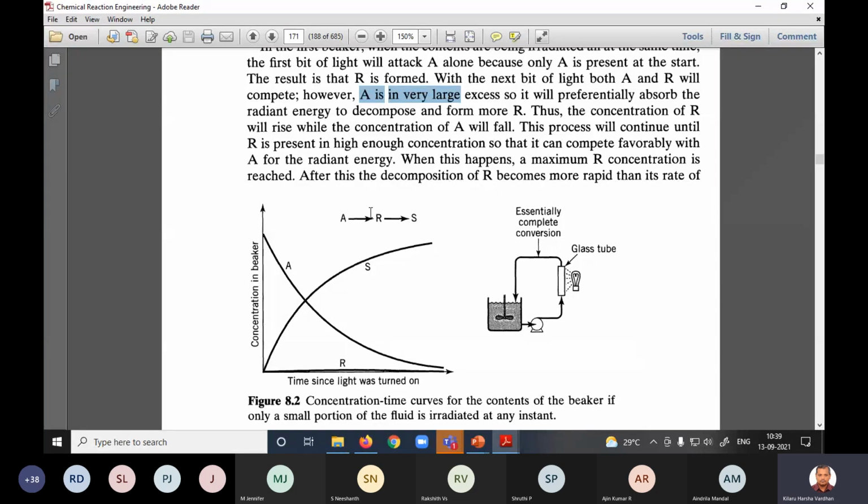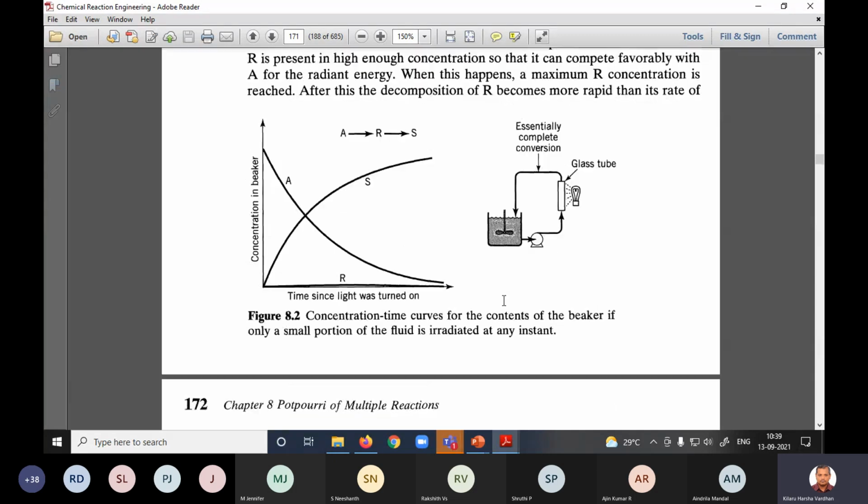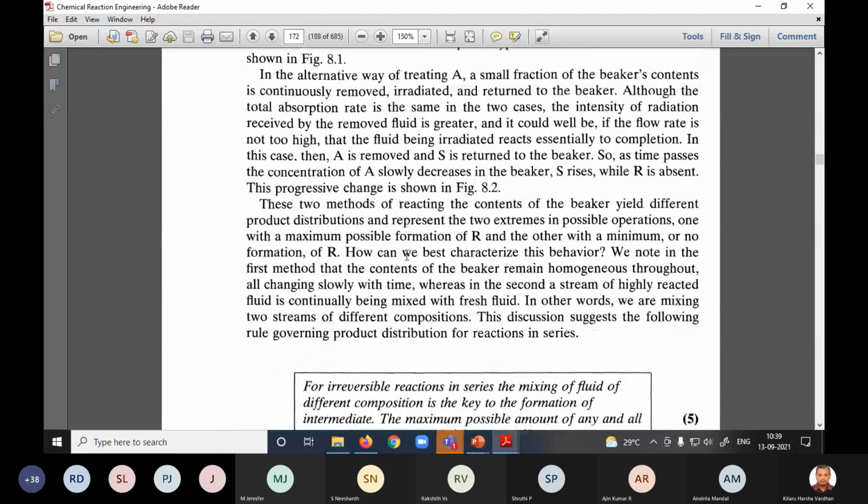Therefore, there won't be any intermediate because it goes to complete conversion. That is what he is saying, because the amount of A is very small and the total light is being absorbed by a small quantity of A. Therefore, it immediately forms S, not R. So this is the way to suppress the intermediate in the reaction. You can contact this way. That is what he is trying to convey.